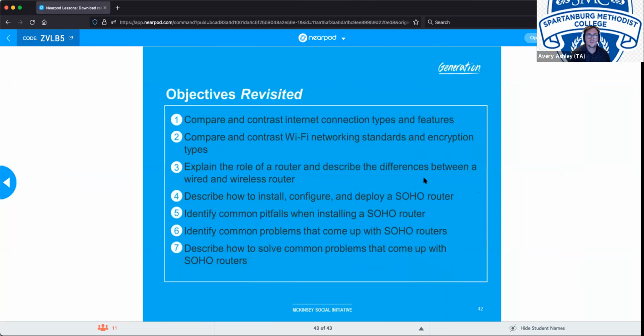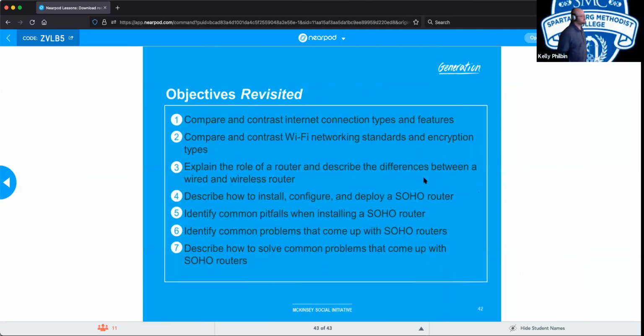All right. So after that, we should now be able to compare and contrast internet connection types and features. Compare and contrast Wi-Fi networking standards and encryption types, your WEP, your WPA and WPA2. Understand which one has TKIP, which one has AES. We should be able to explain the role of the router and describe the differences between a wired and wireless router. One has wires, one doesn't.